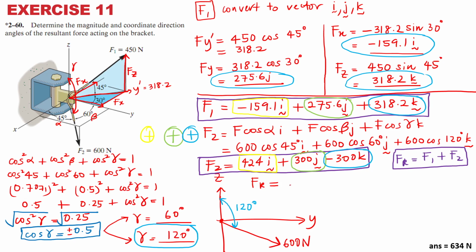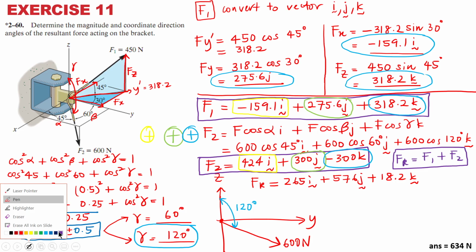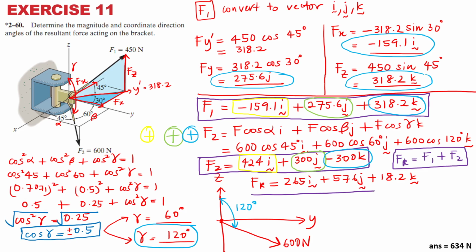So final answer, you're going to get something like this. F resultant. What are the values? 424 minus 159, 265 i. 300 plus 275, 576 j. 318 minus 300 k, so it's going to be plus 18.2 k. This is the final answer that you're going to get.